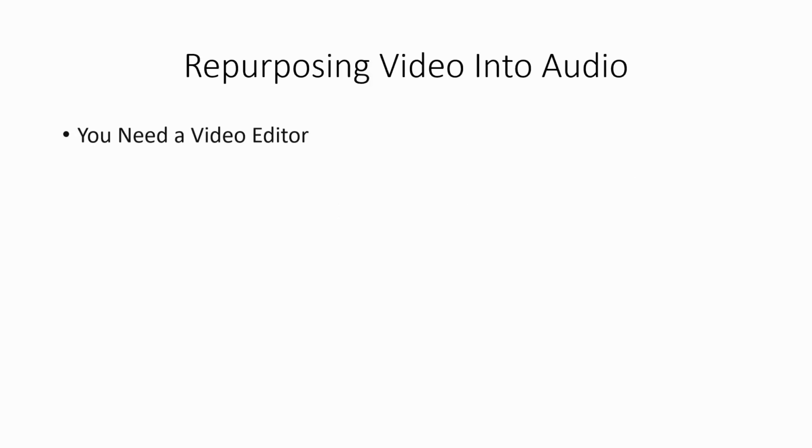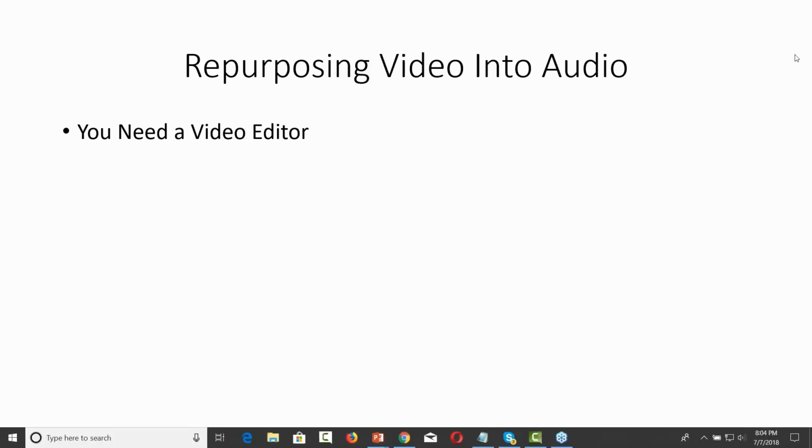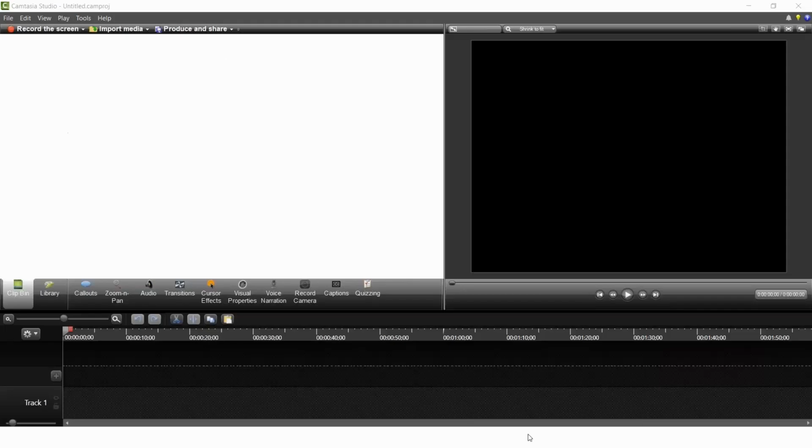Okay, so tonight what we're going to do is work through repurposing your audio and video in order to turn it into other content. You are going to need some kind of video editor in order to do this. Now, the one that is very popular amongst information marketers is going to be Camtasia.